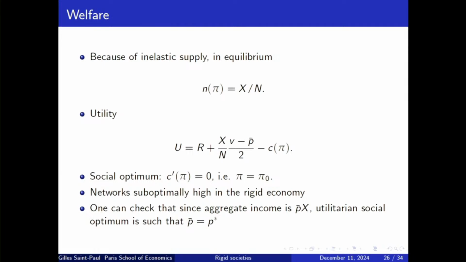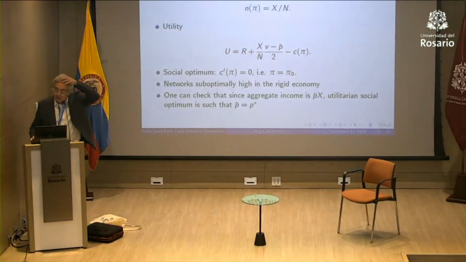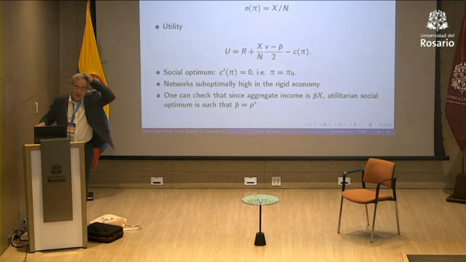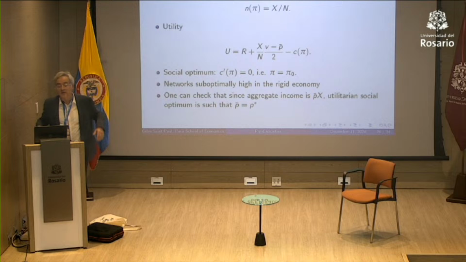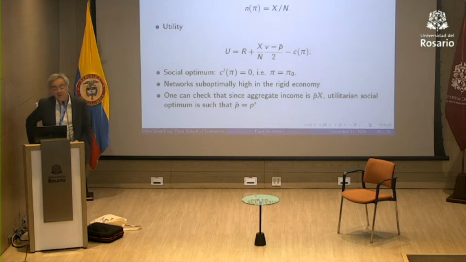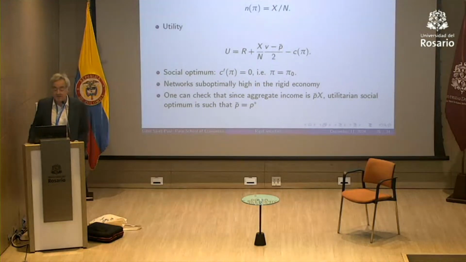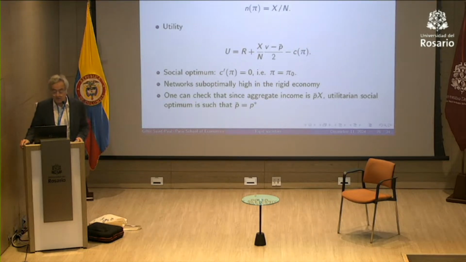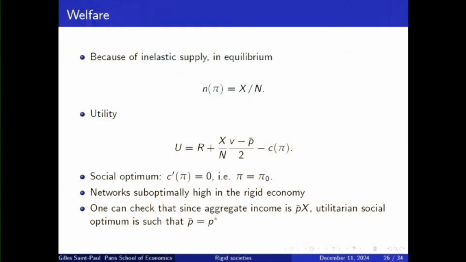And then, of course, in this economy, this networking is a zero-sum game. I'm stealing opportunities for the music conservatory from other people because, by assumption, supply is inelastic. But okay. And so the social optimum is C prime of pi equals 0. Pi equals pi 0. Okay, people suboptimally talk to too many people.